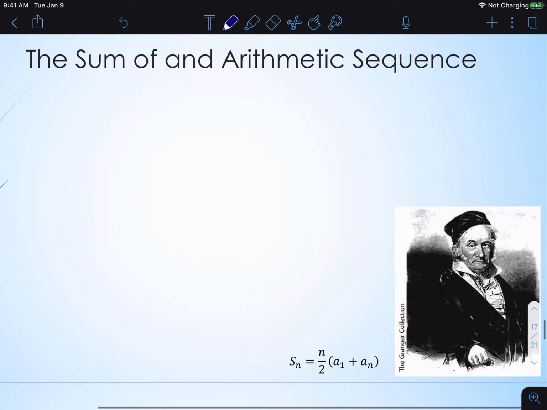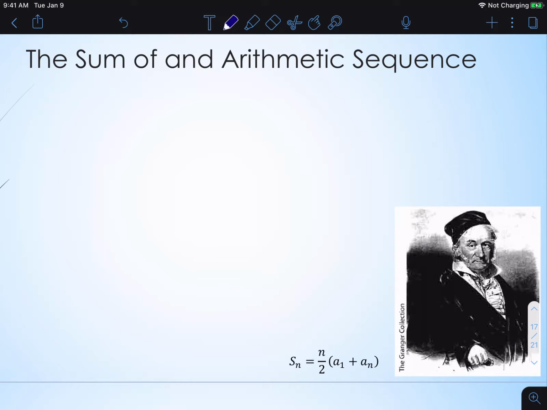So this brings me to this. This is one of my favorite people in the history of mathematics. This is Carl Friedrich Gauss. The reason why I say that he's one of my favorites is because when he was a very young boy, and I want to say less than 10 years old, he was being disciplined by his math teacher. And his math teacher said, Carl Friedrich Gauss, I need you to go sit in that corner over there and add up all the numbers from 1 to 100.